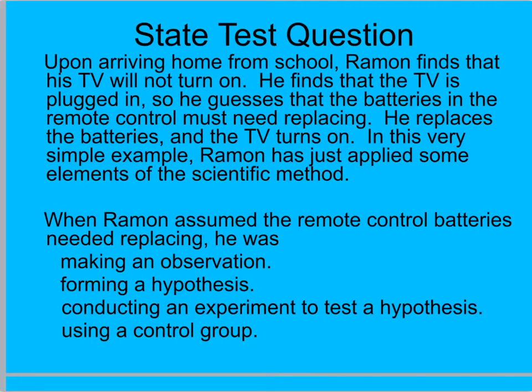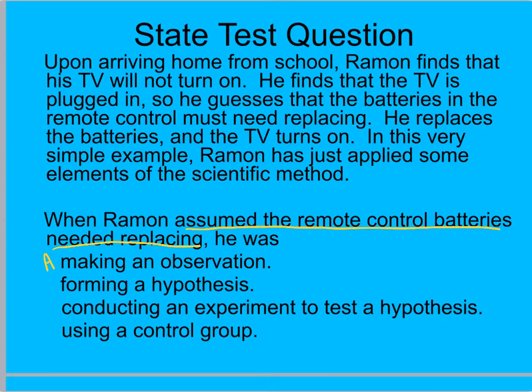Upon arriving home from school, Ramon finds that his TV will not turn on. He finds that the TV is plugged in, so he guesses that the batteries in the remote control must need replacing. He replaces the batteries and the TV turns on. In this very simple example, Ramon has just applied some elements of the scientific method. When Ramon assumed the remote control batteries needed replacing, what was he doing?